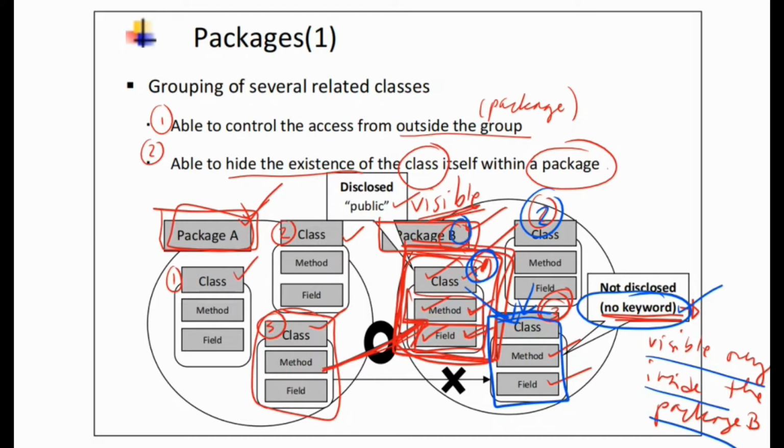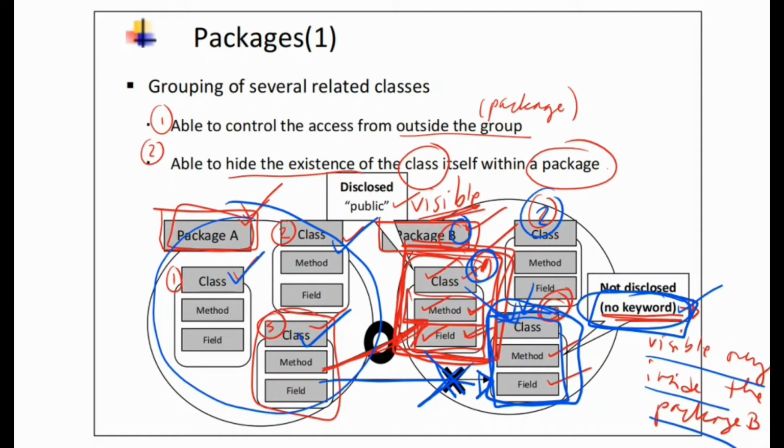And so all of these classes stored in a different package, this class and this class, do not have visibility and do not have access to this class, which is defined using the no keyword access modifier. So in that way, you are able to hide the existence of this class within its package only. It is not visible to other packages.